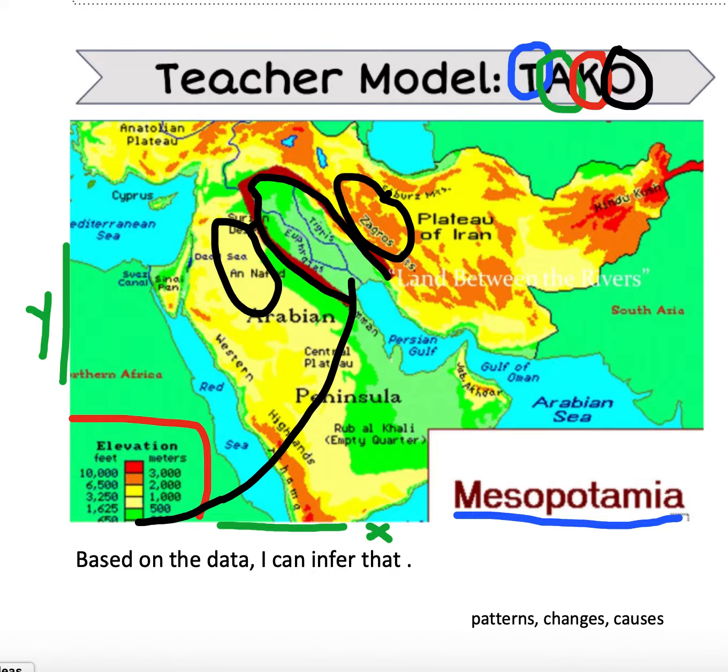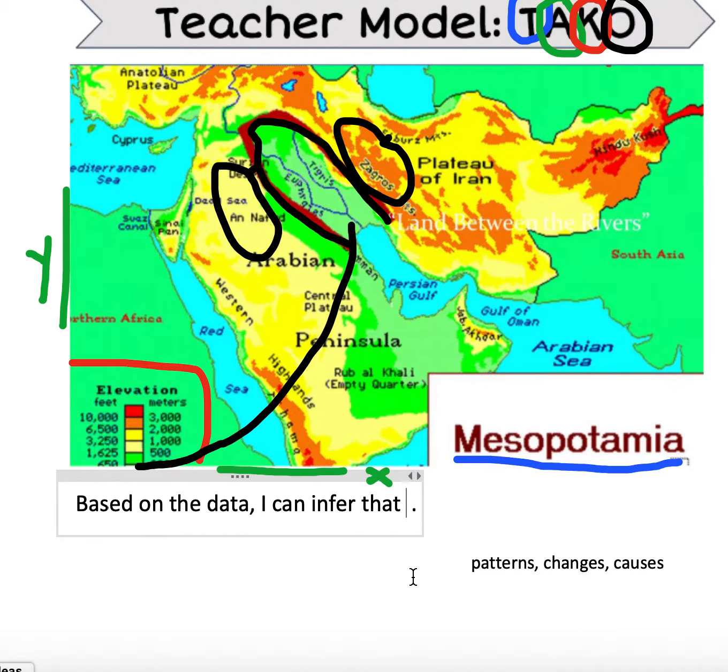And so I'm starting to ask myself for my assertion, so what? Why does that matter? What could be the reason for that change? Or how does that change affect the people who lived there? And for me, I think it's easier to think about how it affected them. So here's what I came up with for my claim.